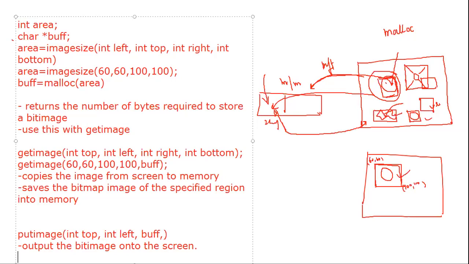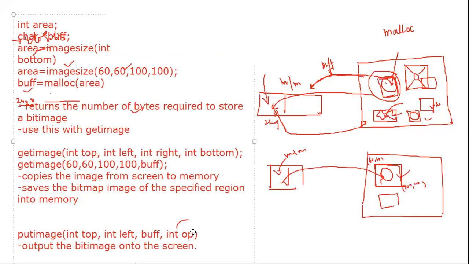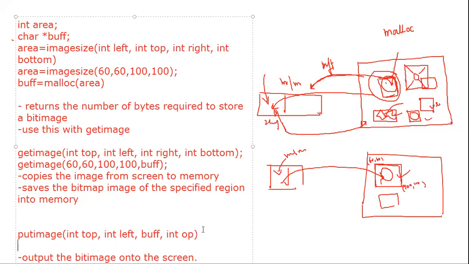Then another parameter that is called int op. These are the operations that can be performed between the image stored in the memory location and the image that is available on the screen, the area. So certain operations can be performed, I'll tell you. Let's write one, and what are the parameters that can be passed within it.